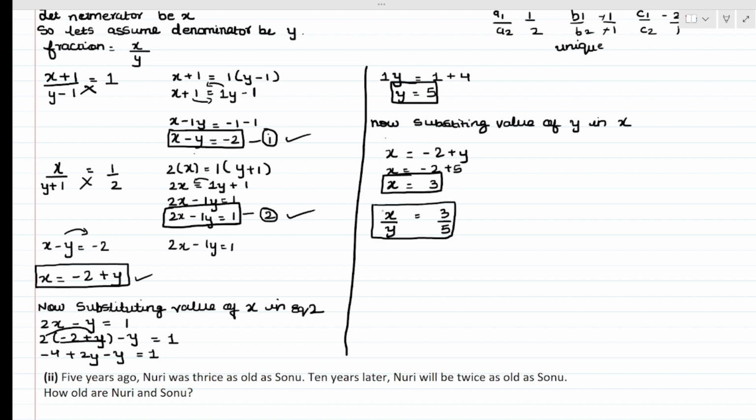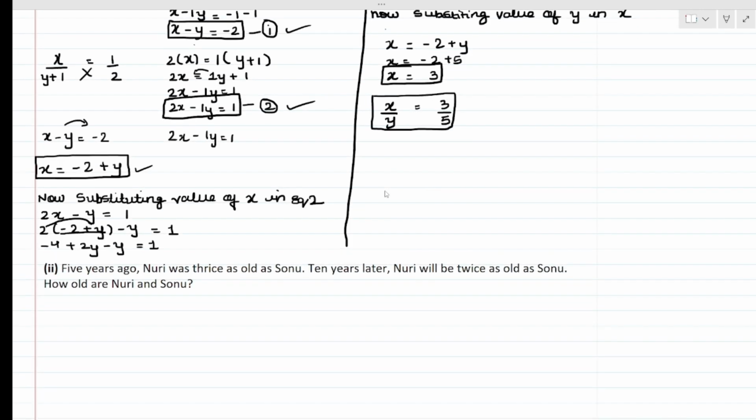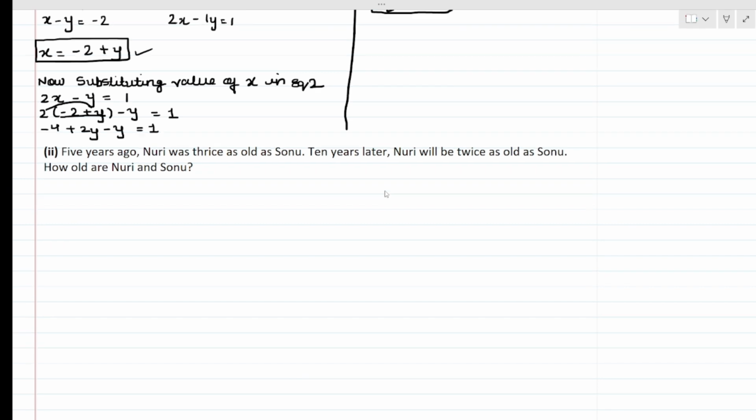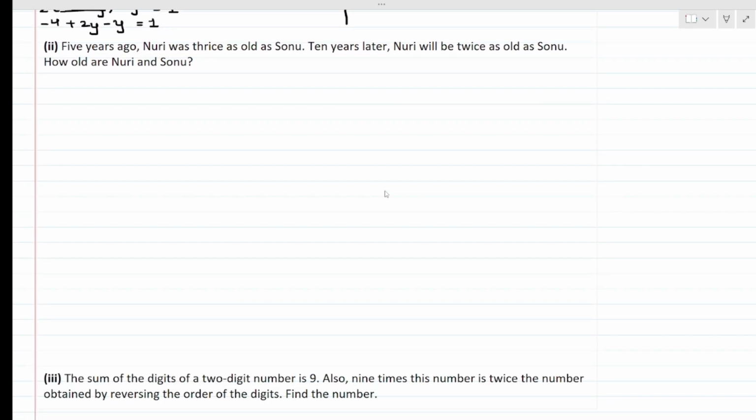Very easy. Moving on to the next sum, which is mostly asked, the ages problem. This type of story sum is very much asked in exams. So here we are given two characters. The first one is Nuri and the second one is Sonu.